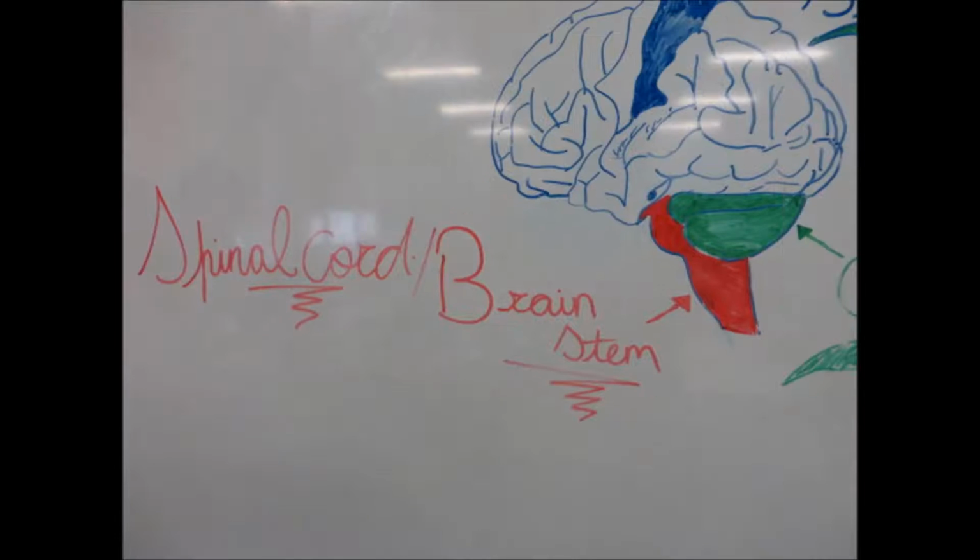The brainstem. This is where the brain connects to the spinal cord. Also, many automatic functions are controlled here, like keeping the heart beating, breathing, and digesting food.